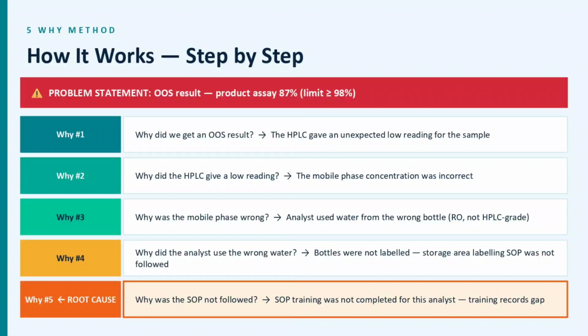Not the HPLC gave a bad result. Not human error. The root cause is a training record gap that allowed an unqualified analyst to perform a critical step. Now you can write a CAPA that actually means something.